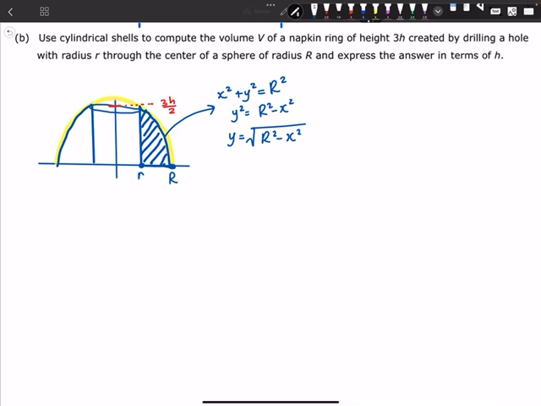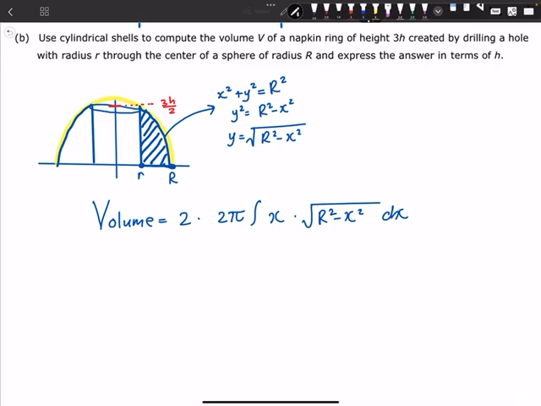So according to the shell method, the volume is equal to, and again, I'm only graphing half of this ball, so I have to multiply my volume by 2. So 2 pi times the integral of, the radius here is just going to be x, because I'm simply rotating around the y-axis. Then my function, top minus bottom, is going to be the square root of R squared minus x squared dx.